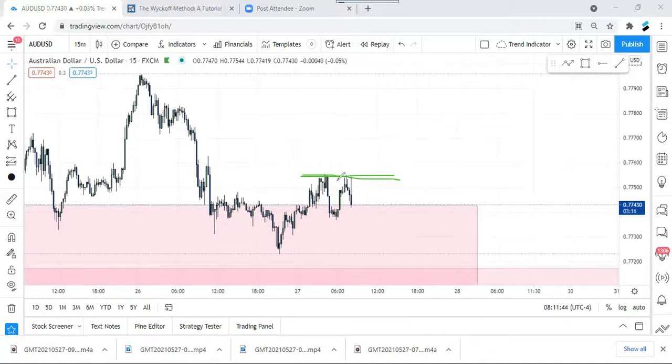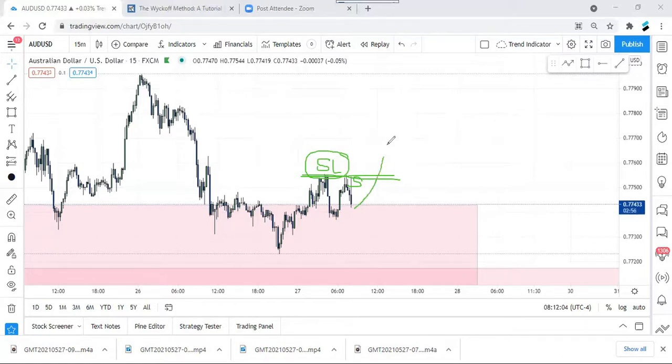Why they want to do that? Because this is exactly what they want the retail trader to come in to put their sell order here and put their stop loss above. So this stop loss is liquidity, right? I said that before, right? So they are creating liquidity on the buy side. Now, why they want to create liquidity on the buy side?